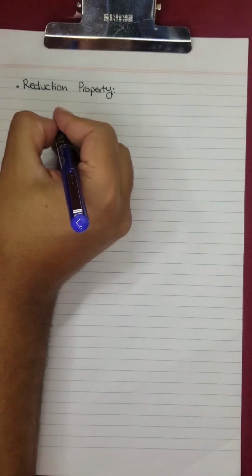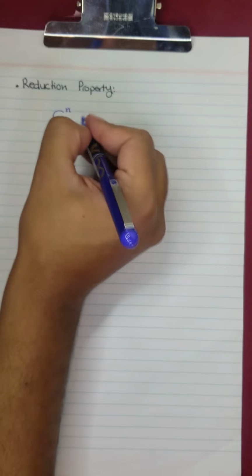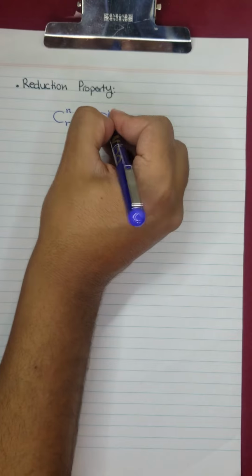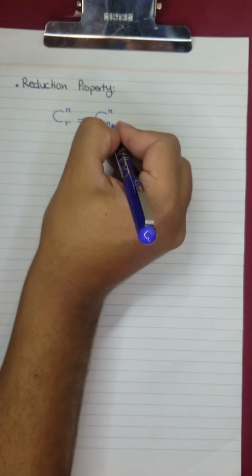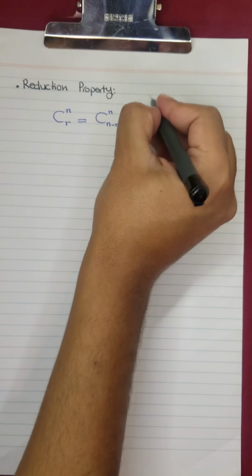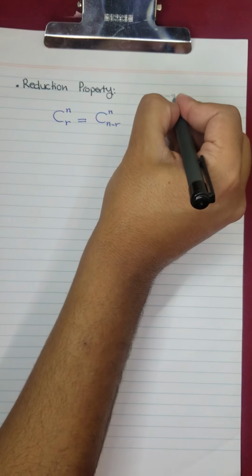So what is the reduction property exactly? The reduction property states that if you have a combination of n and r, the answer to this is going to be equal to the answer of the combination of the same n and here n minus r. Okay, what does this mean? Look, in the previous example, or 2 examples, we saw combination 8, 5.